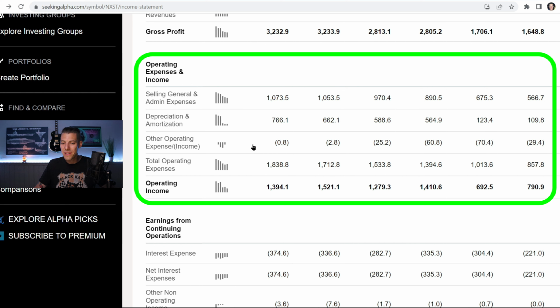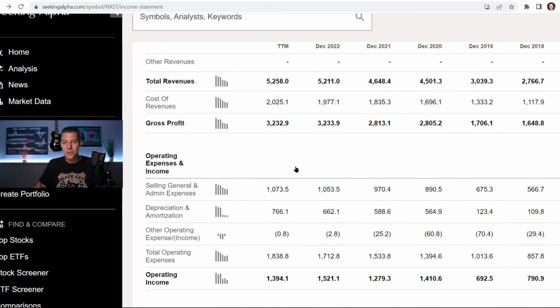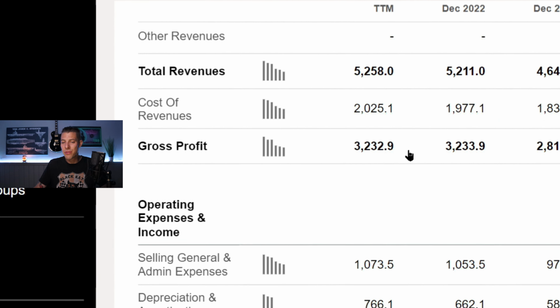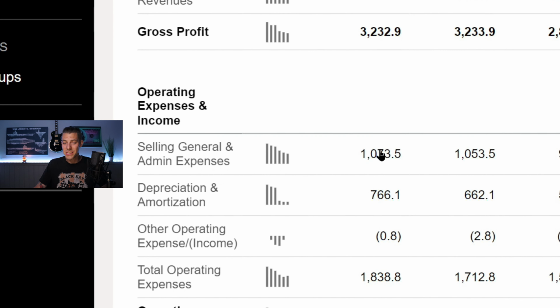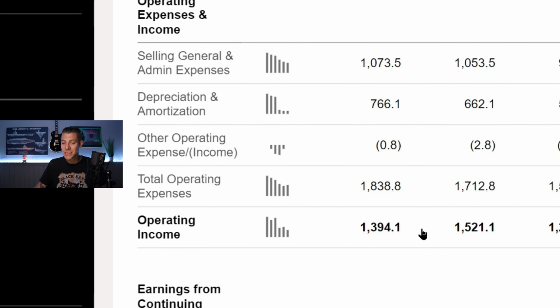But after we siphon these costs to run the business off, we come to the operating income, which is the profit from the core business activities. So you see how we had a gross profit of $3.23 billion, siphon off operating expenses, and now we're down. It's whittled away to $1.39 billion for Nexstar Media.